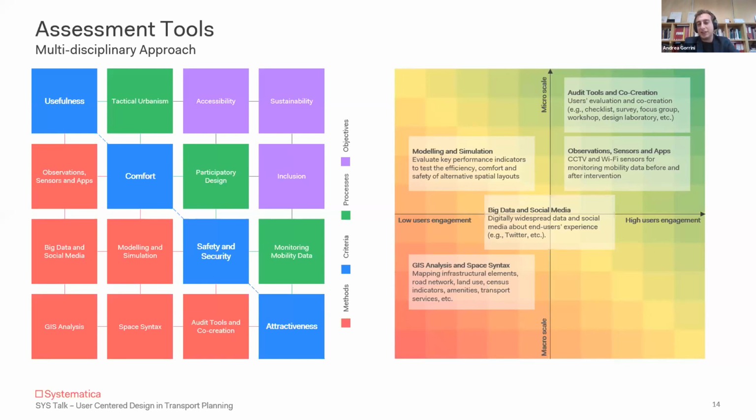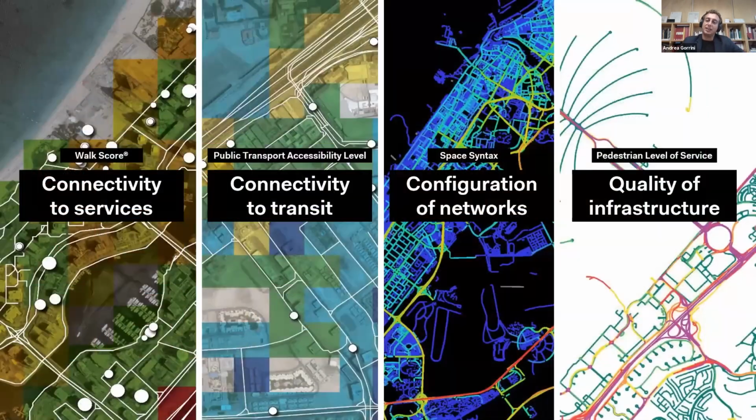From the right side, you can see that all these tools for collecting data could be somehow grouped based on the scale of the city we want to analyze, from the macro to the micro scale, but also by the level of engagement of the user, which is very important in this framework. User-centered design means to engage the user directly in the co-design approach, but also in collecting data and collecting their opinion about the project.